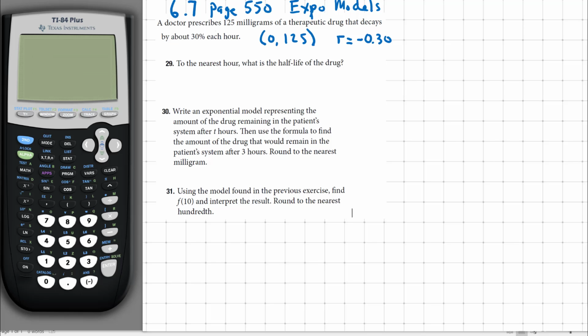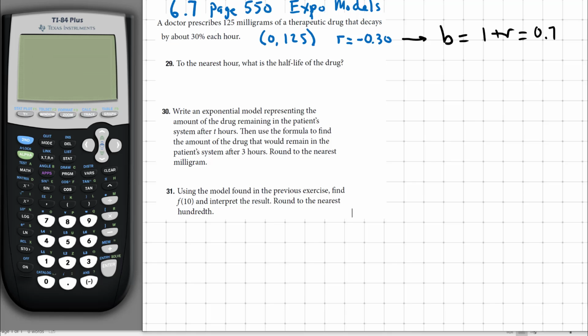A doctor's prescribing a medicine, and we've got 125 milligrams. So we've got our initial value. Plus, there is a decay rate of 30% as the medicine metabolizes. So that means we can go from there and figure out, B is 1 plus R, which equals 0.7. So we actually have our model.